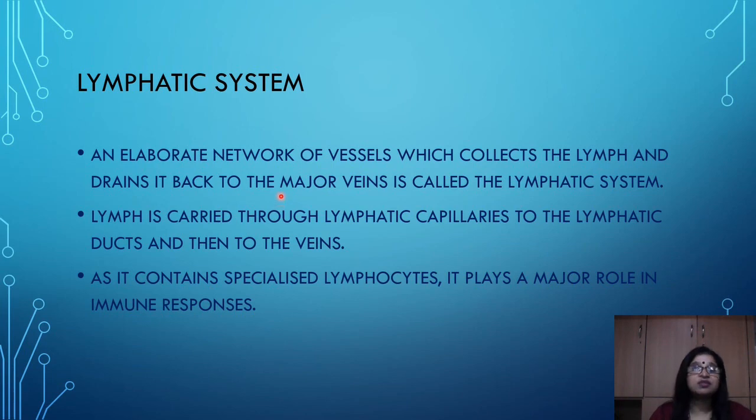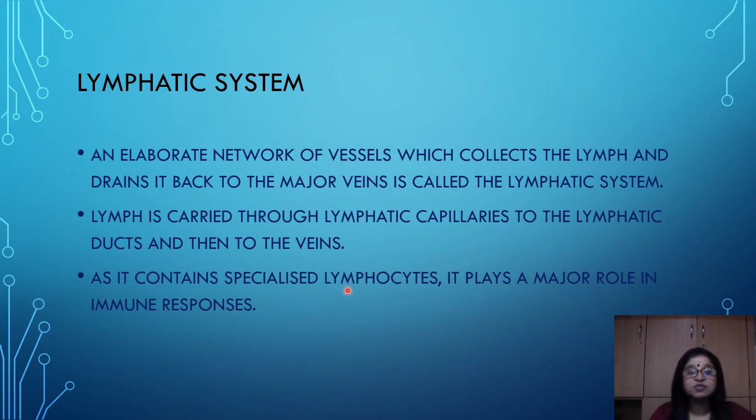So the system is such that the lymph around the cells is collected by the lymphatic vessels, and they are drained back into the veins, which is then carried to the heart and back into the circulation. That is the lymphatic system. It is an elaborate network. The lymph is carried through lymphatic capillaries, just like you have capillaries at the end of the arterioles. Similarly, we have these fine vessels called the lymphatic capillaries, which take this lymphatic fluid to the lymphatic ducts, and from there to the veins. The veins will then carry it to the heart.